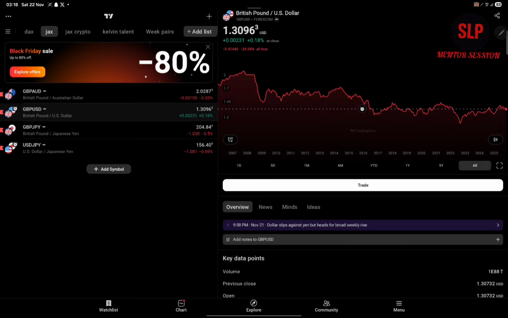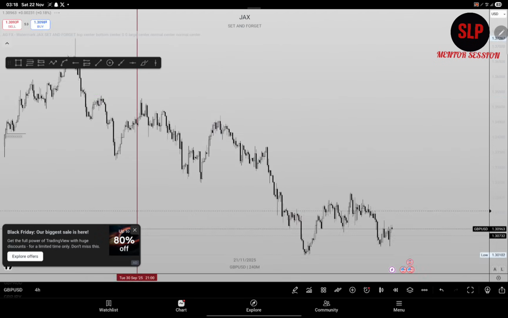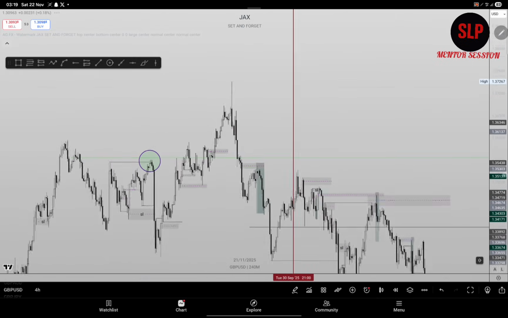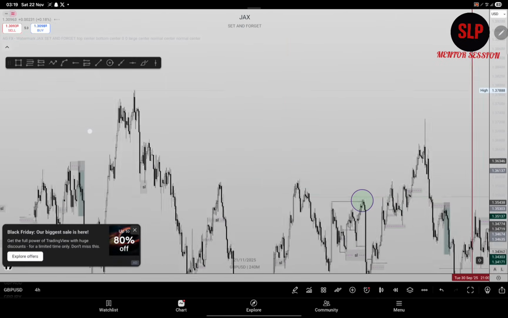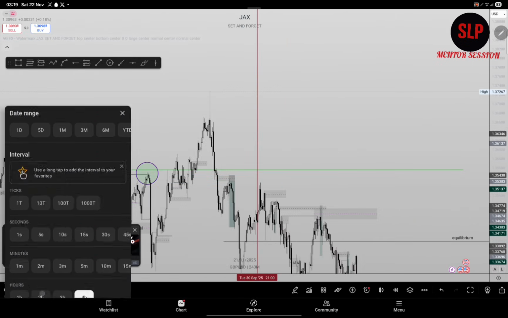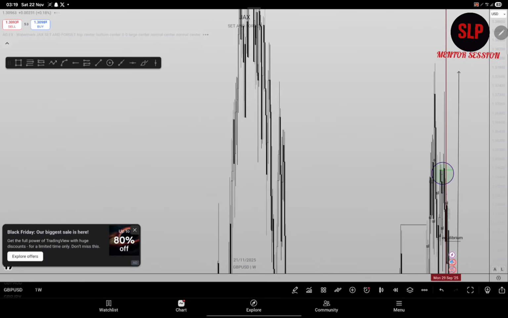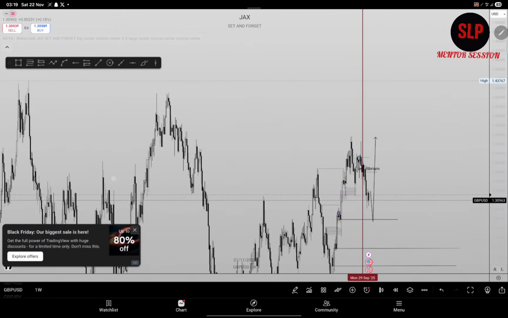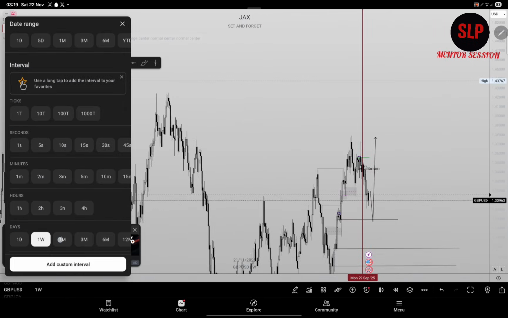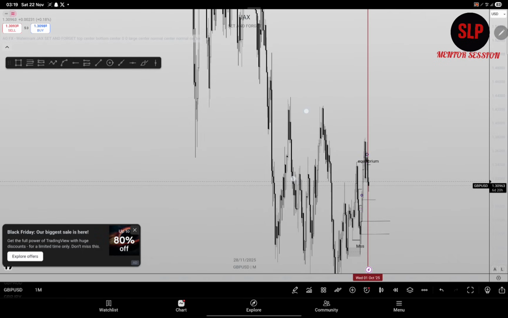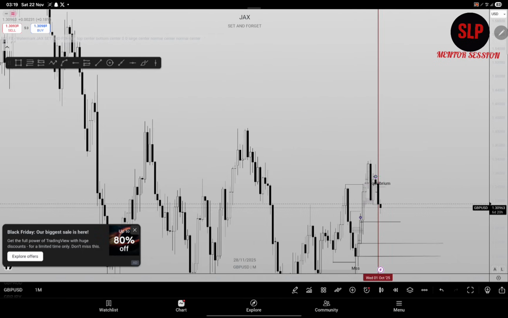So let me show an example. I think exactly, GBPUSD on the weekly time frame. I think weekly time frame or monthly time frame. I think it's the monthly time frame or 3 months time frame. We had a point of interest right here, a point of interest right here for reversal.